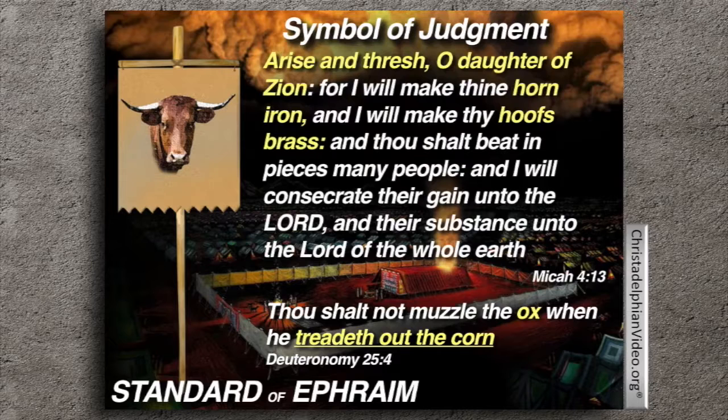And so we have the picture painted for us in Micah chapter 4 of the nation of Israel, the daughter of Zion. He says, "Arise and thresh, O daughter of Zion, for I will make thine horn iron, and I will make thy hoofs brass, and thou shalt beat in pieces many people, and I will consecrate their gain unto Yahweh and their substance to the Lord of the whole earth." So the oxen, although it is the laborer, the humble, meek laborer, is also going to be used by God as a vehicle of his will in the kingdom age to tread out the nations, to thresh them, and to beat many peoples into pieces.